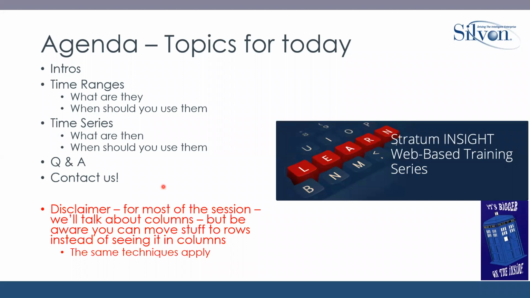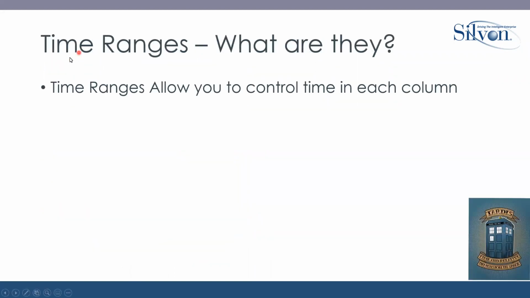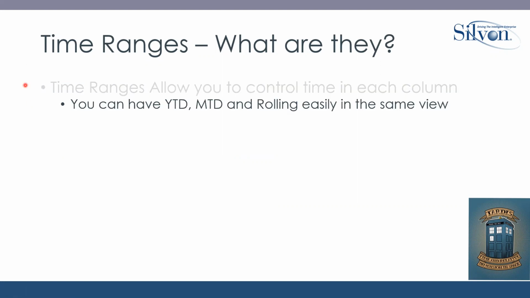So let's talk about time ranges. What are they? Time ranges allow you to control time in each column of data. In Stratum, for every column of information that you have, dollars, units, whatever it is, you can control the time in that column. We'll look at what that means as we go through things. But in essence, you can have year-to-date, month-to-date, and rolling all easily within the same view. You can see it for this year and last year, compare them, things like that.